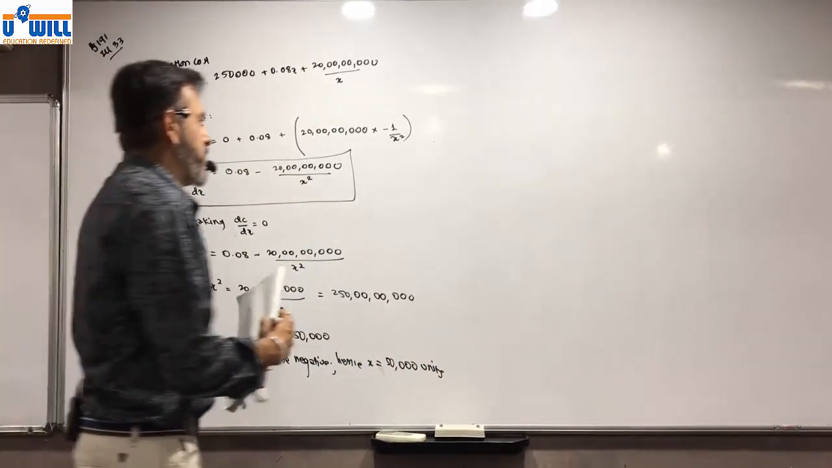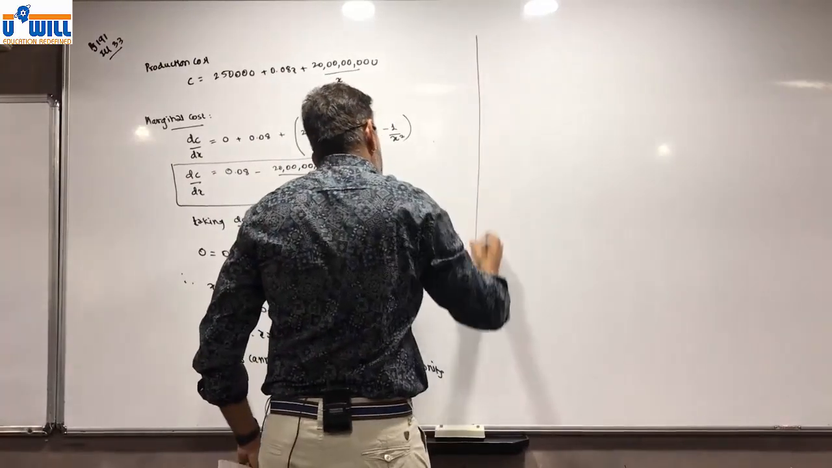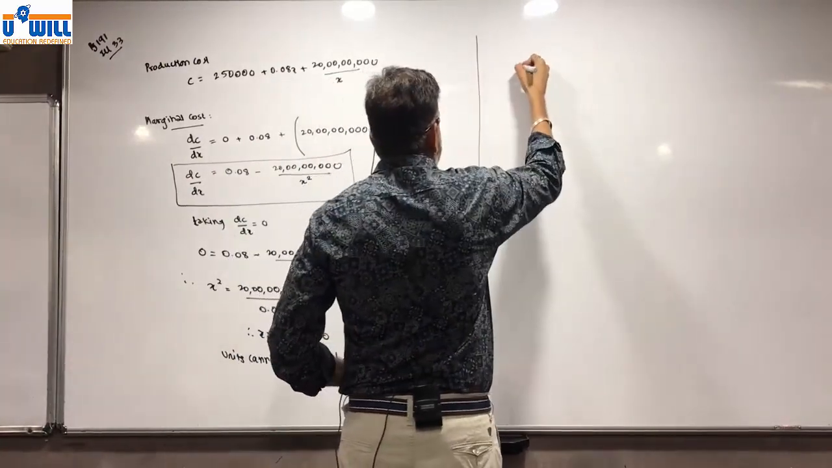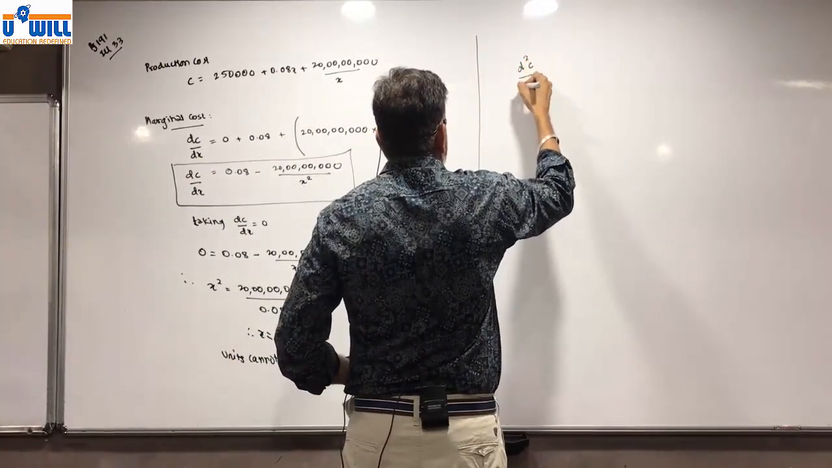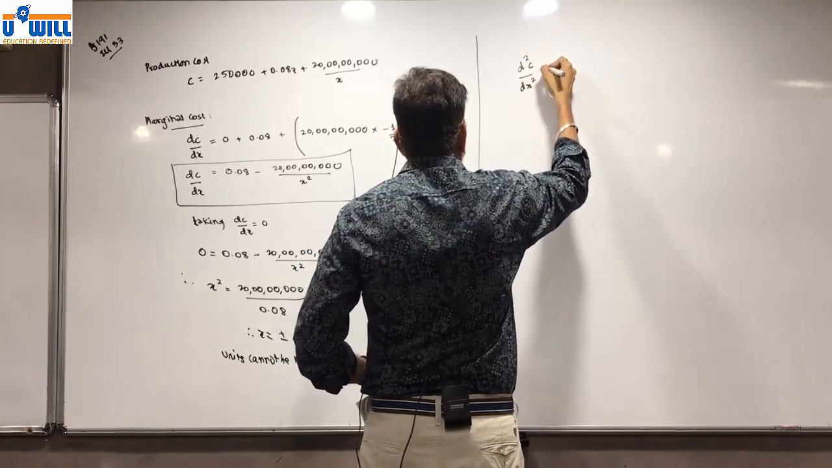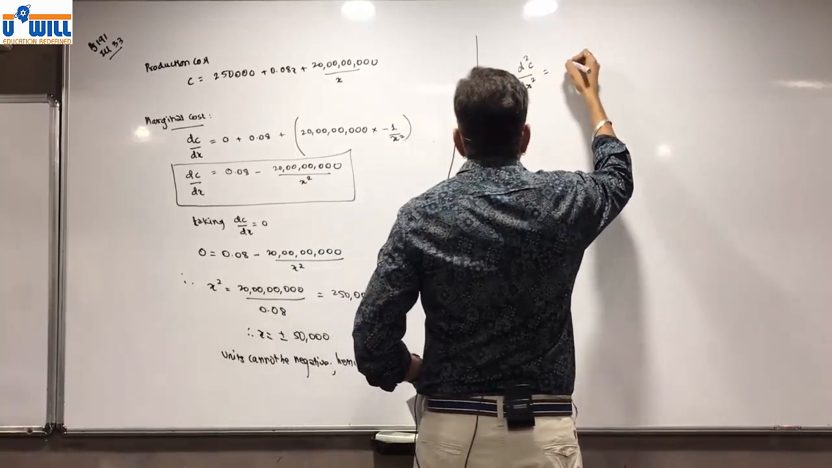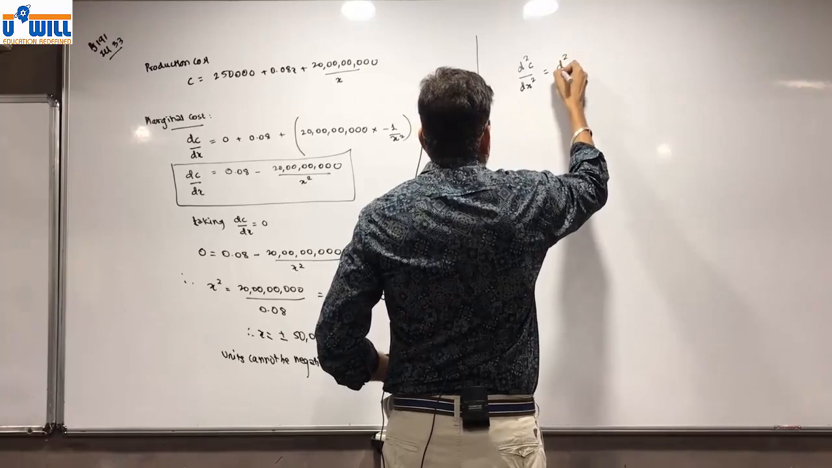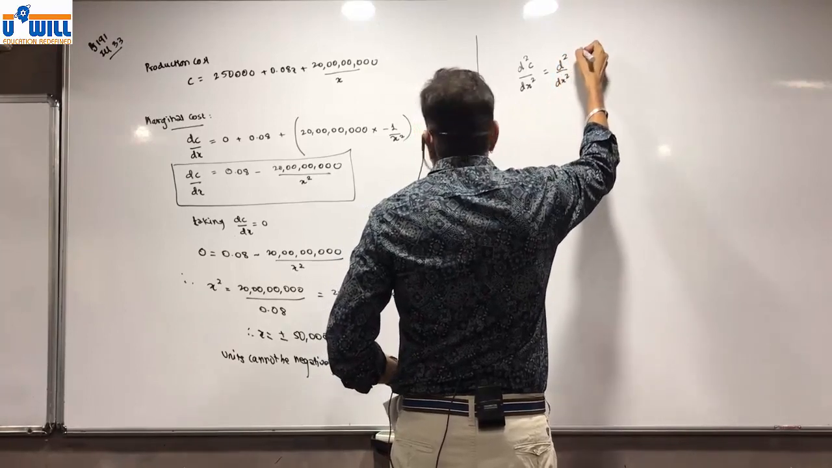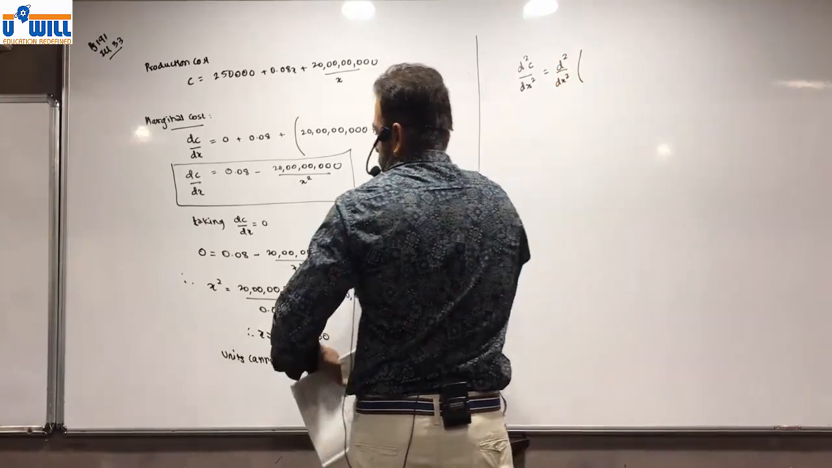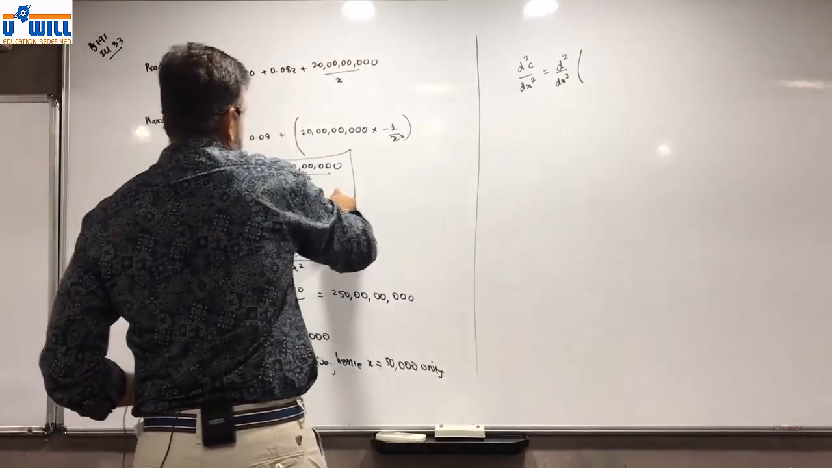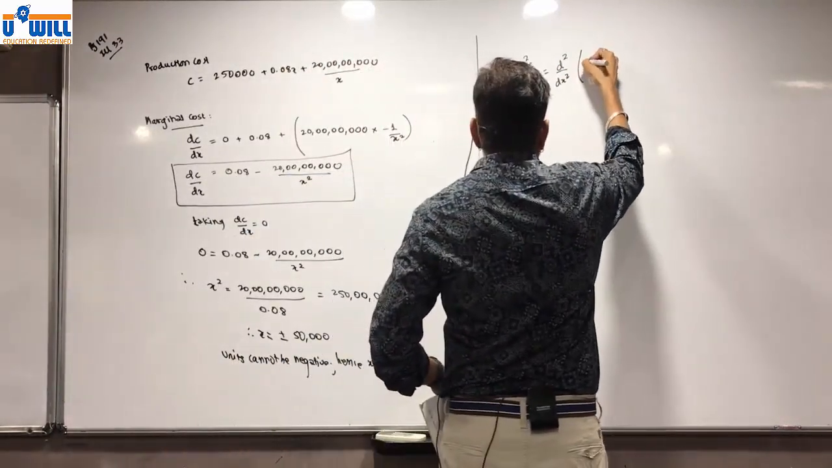Now, we'll take second order derivative for cost function. This is our first order, second order.